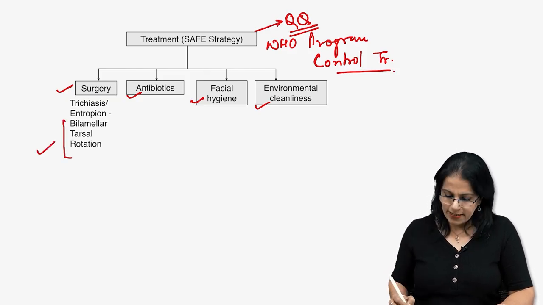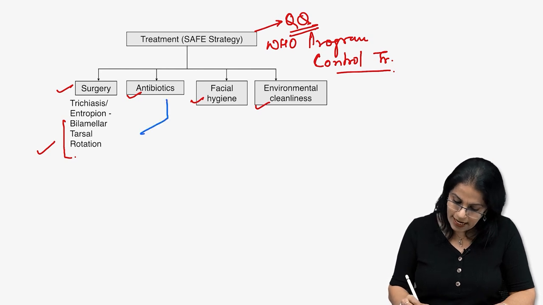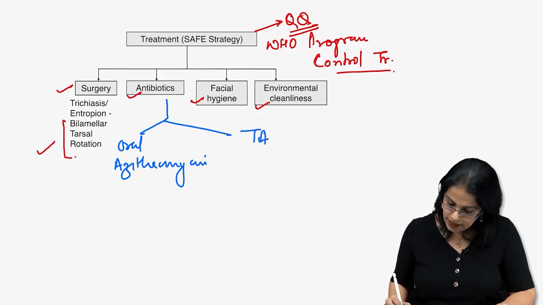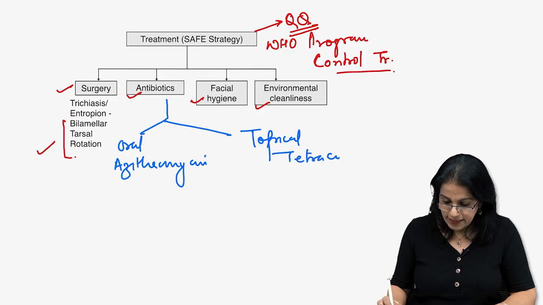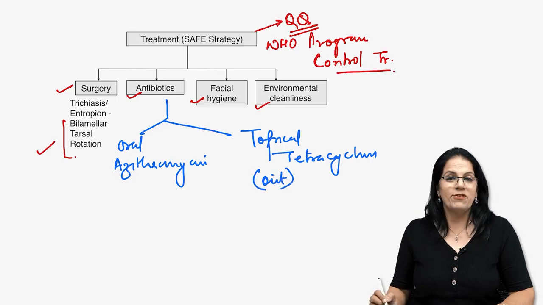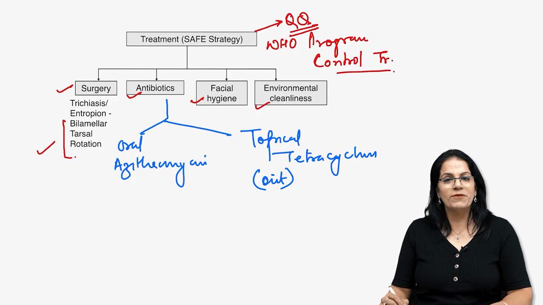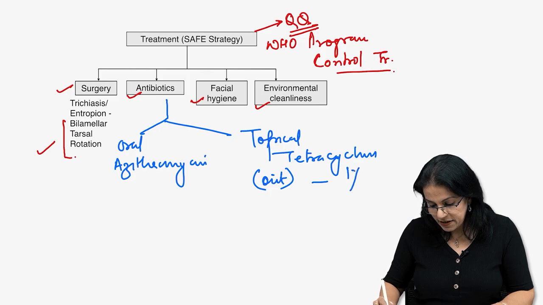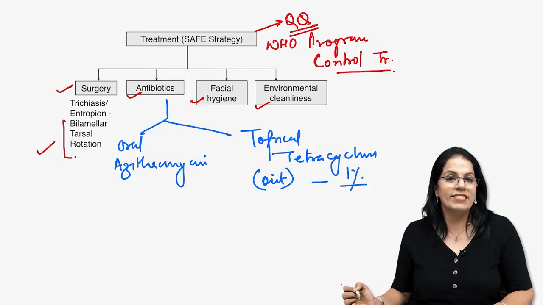Then which antibiotics? You can go for either oral azithromycin or topical tetracycline. Topical tetracycline is given only in an ointment form. Which is the other drug which is only available in ointment form? Acyclovir. So, around 1% ointment is available for tetracycline.